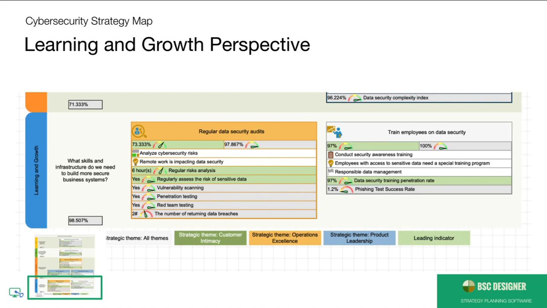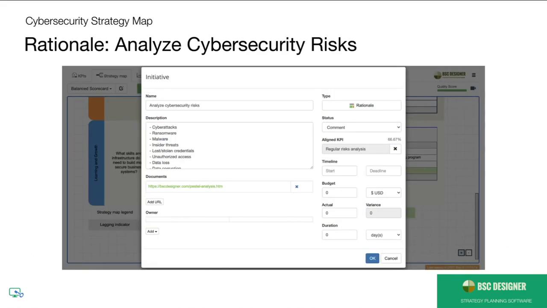In strategic planning, understanding context is critical. For example, what is the reasoning behind the regular data security audits? What kind of risks are we looking for? To answer these questions, the Analyze Cybersecurity Rationale is formulated in the template. In the description for this rationale, we can find the examples of the risks, like cyber attacks, ransomware, lost or stolen credentials, and so on.